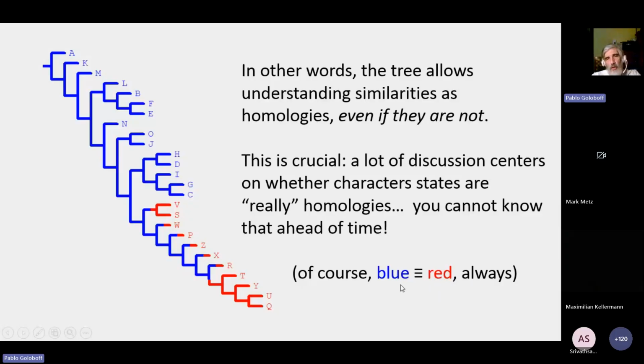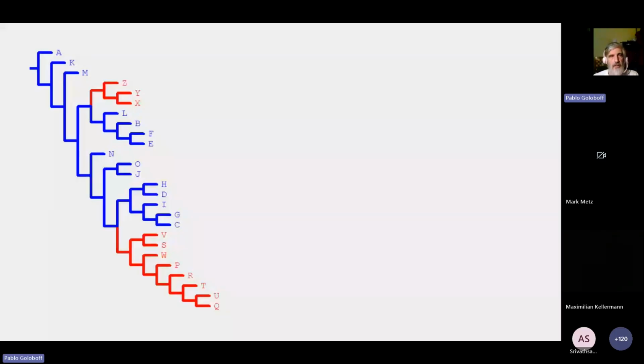So you have homologies at two levels. One is that the red and the blue are always homologs, and you decide that when you put that as a single character in your matrix. But the reds being red, at the level of character states, that is what the tree can help you interpret better or worse. And of course, you want the trees that allow you to interpret that as well as possible in terms of common ancestry.